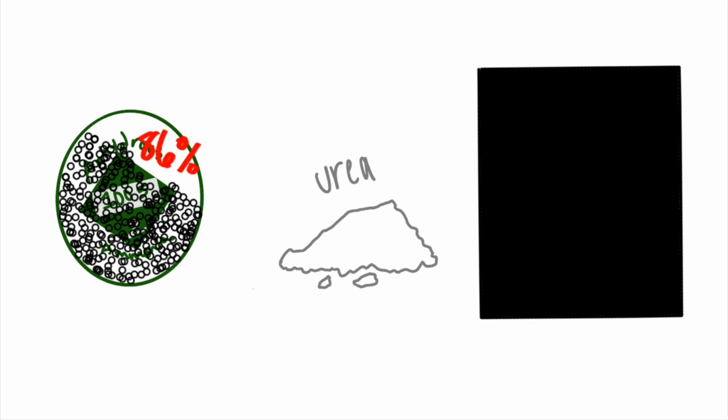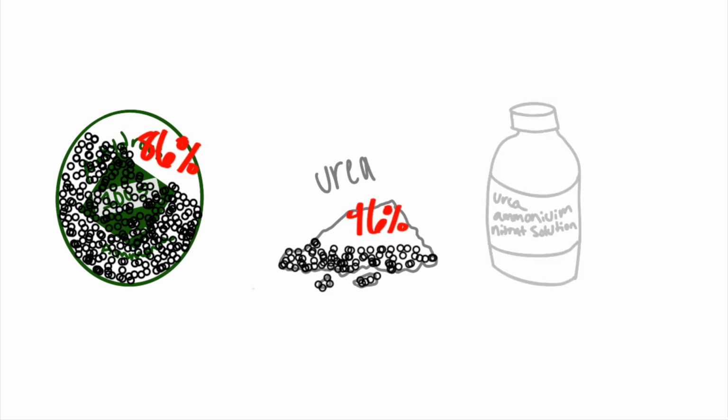Types of fertilizers that have nitrogen in them include, for example, anhydrous ammonia, which is a gas but is applied as a liquid from a pressure tank and consists of 82% nitrogen. Another example is urea, which is a solid and has 46% nitrogen. And last but not least is urea ammonium nitrate solution, which is in the form of a liquid and has around 28 to 32% nitrogen.